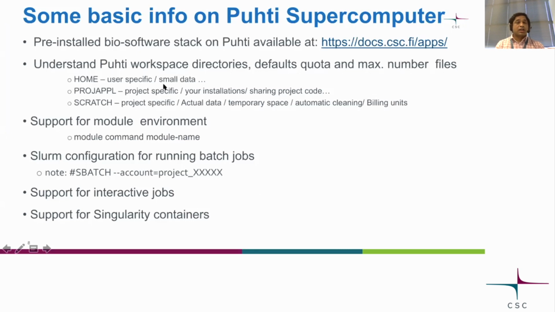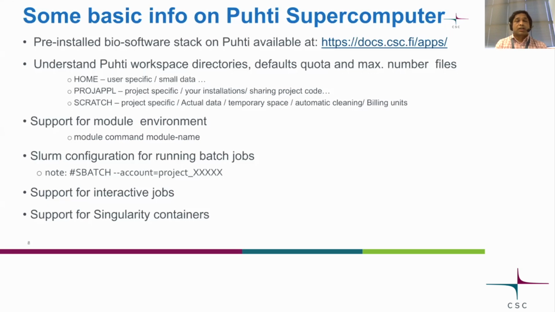And if you are very new to the Puhti supercomputing environment, it's a good idea to have some basic idea of your workspace. There are 3 directories that you would like to pay attention to: the home directory, the projappl directory, and the scratch directory. The home directory is more for your personal use, and you can only store a small amount of data. The projappl directory is common for the project, and you can keep small installations there, and maybe share code with the project members.